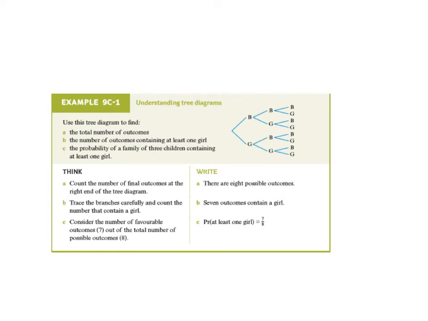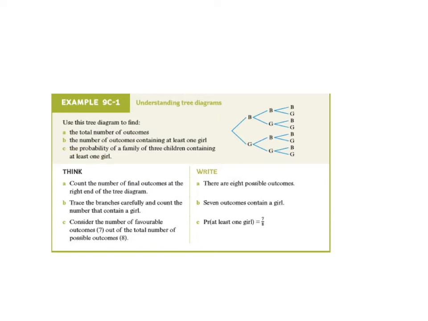Now, when they say to you the total number of outcomes, you look over here and you count how many different outcomes there are. And if we count 1, 2, 3, 4, 5, 6, 7, 8, there are 8 outcomes. So if they say to you how many outcomes, there are 8 outcomes. The number of outcomes containing at least one girl. Well, 1, 2, 3, 4, 5, 6, 7. Consider the favorable outcomes, 7. So the probability of the family of 3 children containing at least one girl.